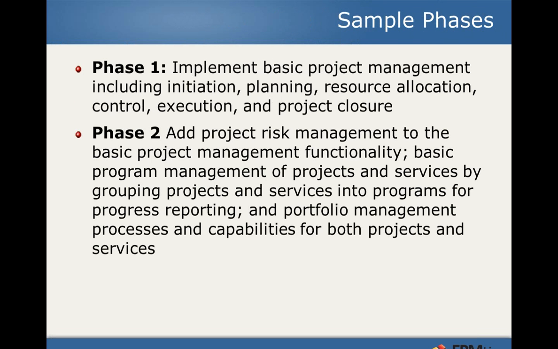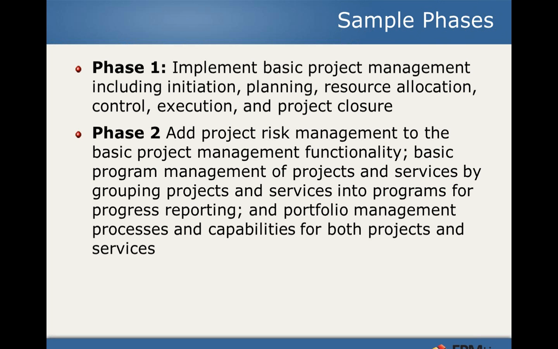So this by no means is prescriptive, but just an example of what sample phases might look like for somebody that wants to embark upon a project and portfolio management improvement plan for their maturity level. Phase one might be just implement very basic project management, including initiating projects, planning them well, allocating resources in a thoughtful way, putting the controls in place so that project managers can have better control over the execution and the expenditures of the project and how it executes, and have a formal closure process so we know that projects are closed and properly handed off at the appropriate time.